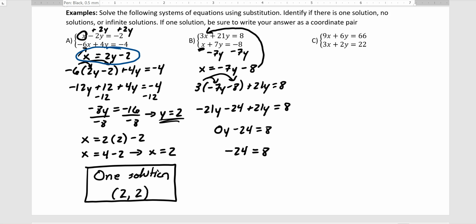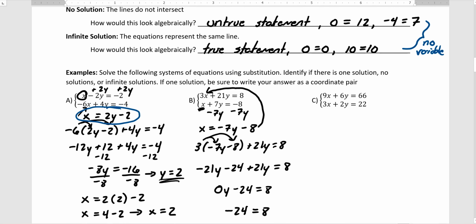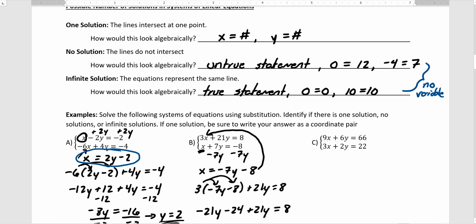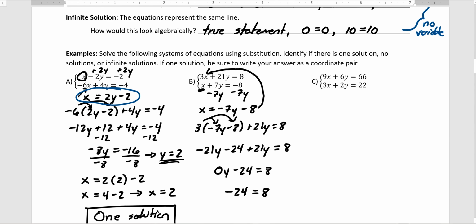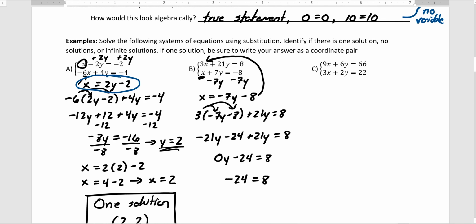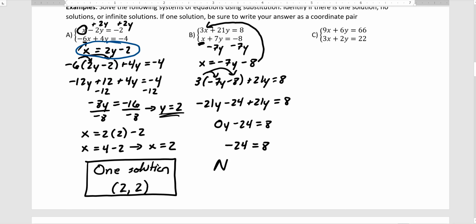All right, well, negative 24 equals 8, and there's nothing more I can do there to simplify that. So negative 24 equals 8 doesn't have a variable, so that means there's not one solution. Is it an untrue statement? Well, does negative 24 equal 8? No, it doesn't. So this is an untrue statement. If we get an untrue statement, what does that mean? That means no solution. So this system of equations would have no solution, which means if I were to graph these lines, they'd be parallel. They'd never cross, right? Very good.